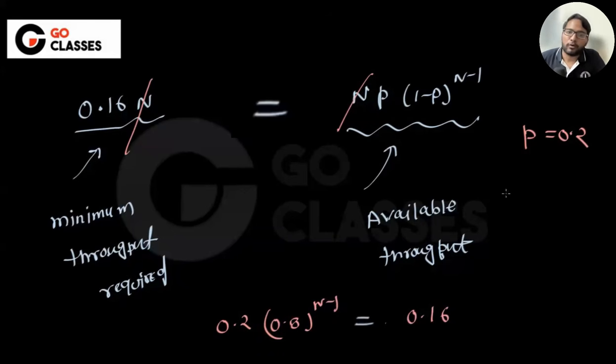So what is the value of n you will get from here? You can just cancel this out. This will be 0.8 times this, if you multiply with 0.8, you get this. And then n minus 1 will be 1. So n will be 2.